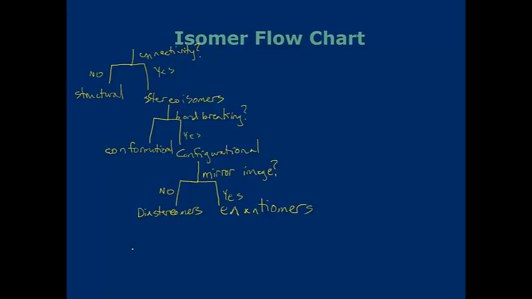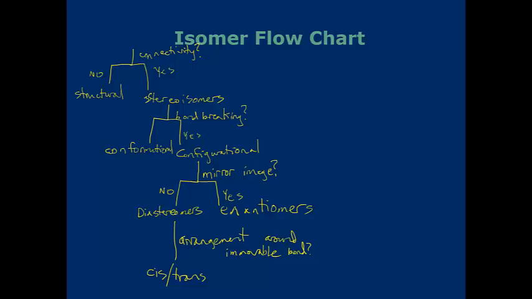Now, within diastereomers, do they differ in arrangement around a bond? So the last thing we need to talk about is arrangement around immovable bonds. If yes, then we have to denote cis or trans orientation. So there it is.